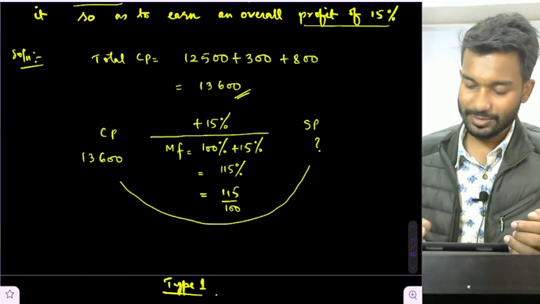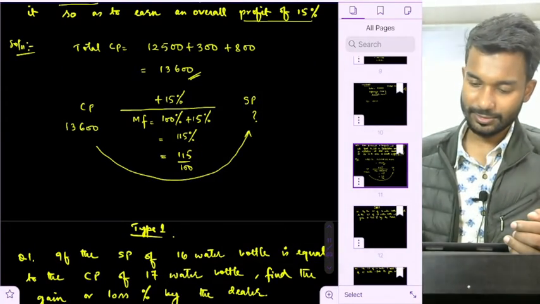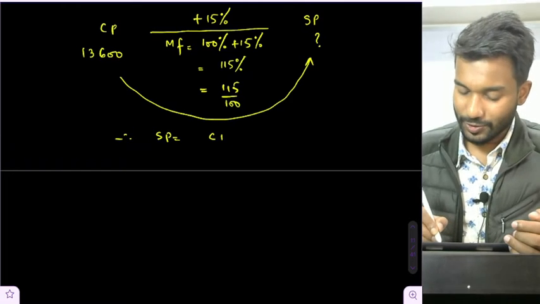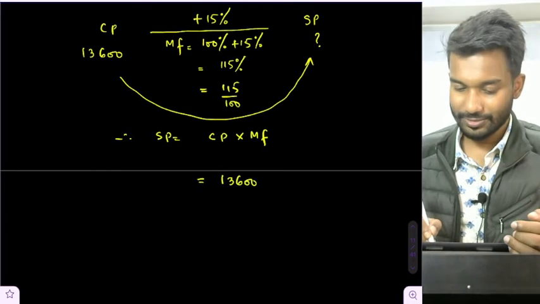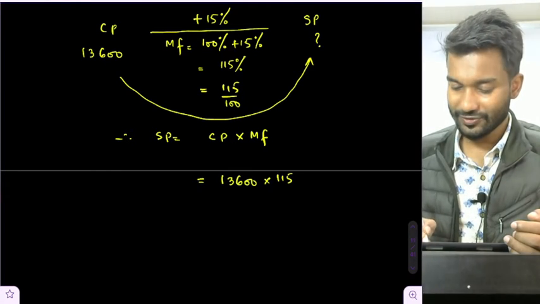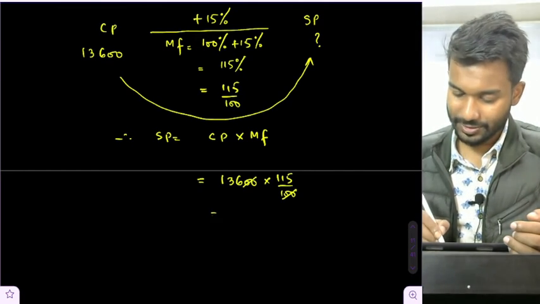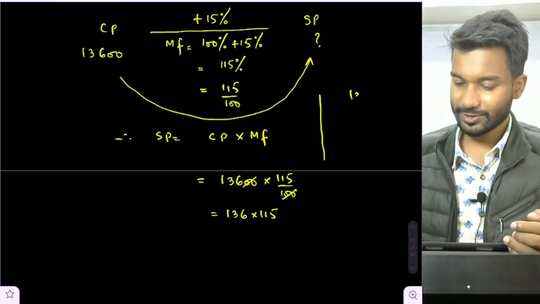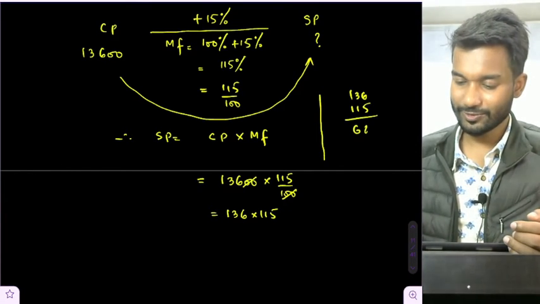Selling price of the article is unknown. So selling price of the article will be cost price into multiplication factor. Cost price is 13,600 into multiplication factor 115 by 100. If you want, you can divide it here. Two zeros will cancel. So how much will we get? 136 into 115. Multiply 136 into 115. So 500 plus 180, 680 we will get.